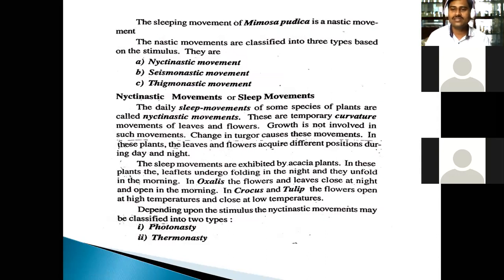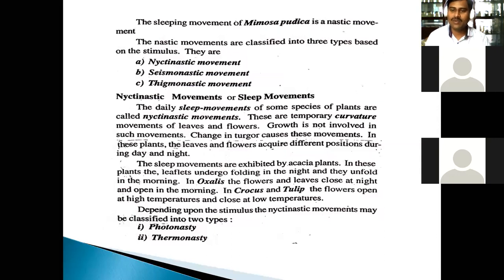Nyctinastic movement or sleep movement is the daily sleep movement of some plants. These are temporary curvature movements of leaves and flowers. Growth is not involved in such movement. Change in turgor pressure causes this movement, and in these plants the leaves and flowers acquire different positions during day and night.